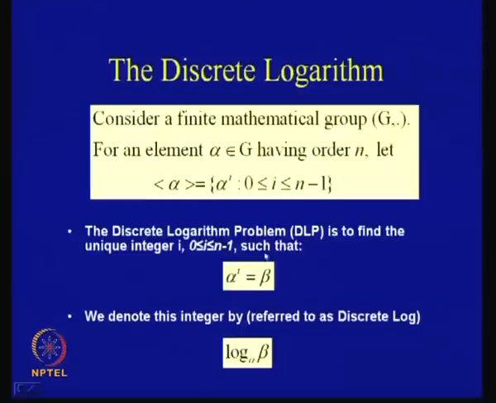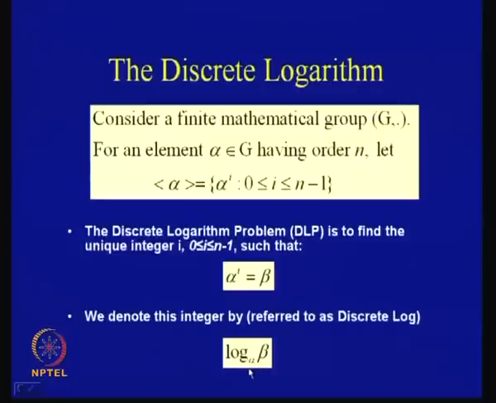The discrete logarithmic problem, the DLP as it is commonly known, is to find the unique integer i, where i lies between 0 and n minus 1, such that this particular condition is satisfied. That means there are two given elements alpha and beta. The question is to find this i such that alpha power i is equal to beta. Basically, what we are trying to find is the logarithm of beta with respect to alpha.